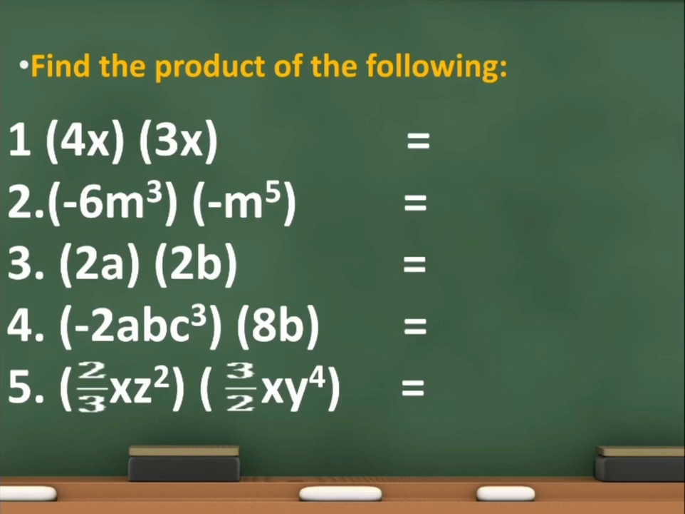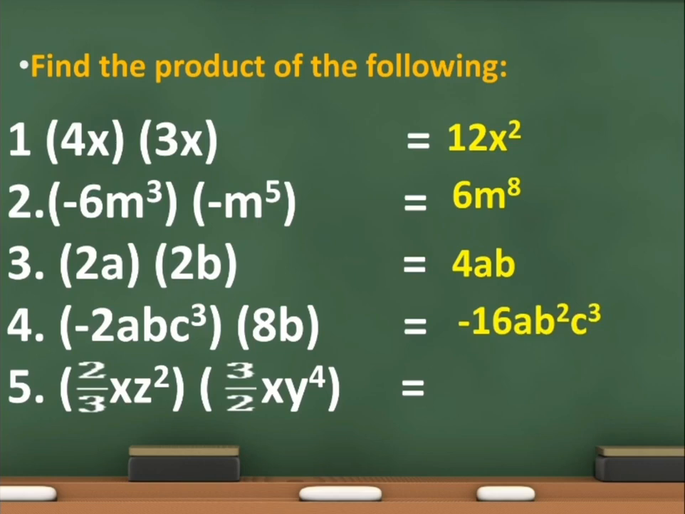Okay, sige, sagutan na natin. 4x times 3x is 12x squared. Negative 6m to the 3rd power times negative m to the 5th power is 6m to the 8th power. 2a times 2b is 4ab. Number 4, negative 16ab squared c to the 3rd power. And number 5, x squared y to the 4th power and z raised to the 2nd power.